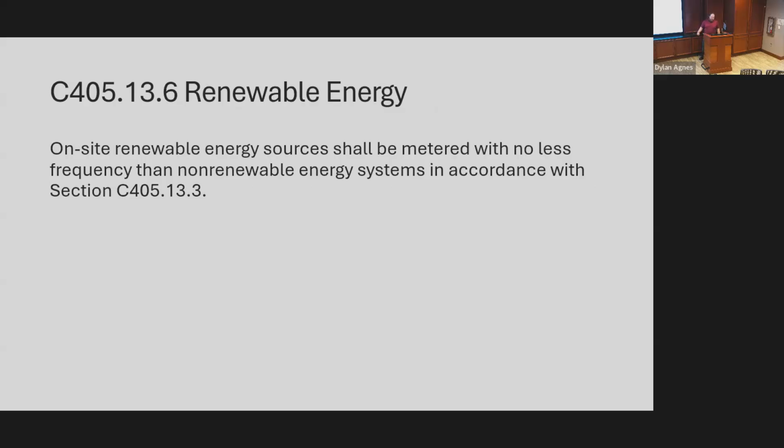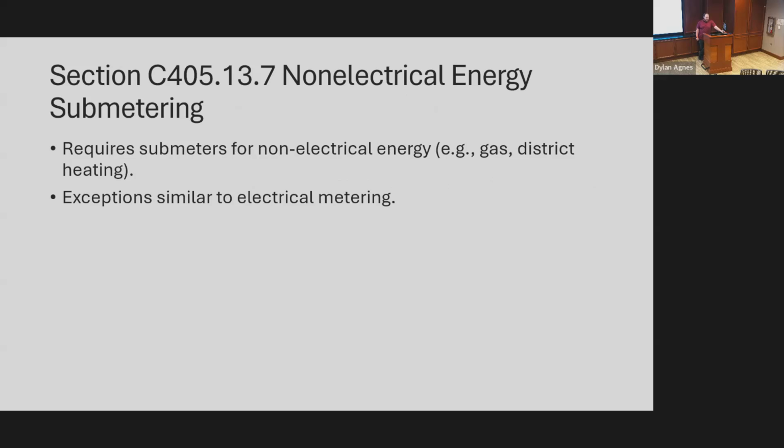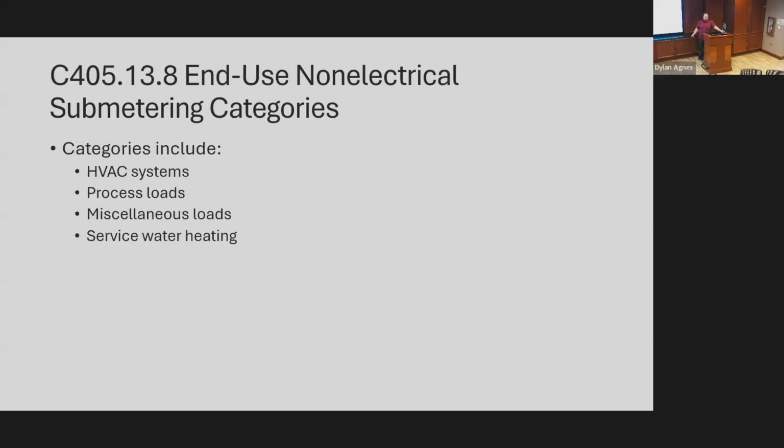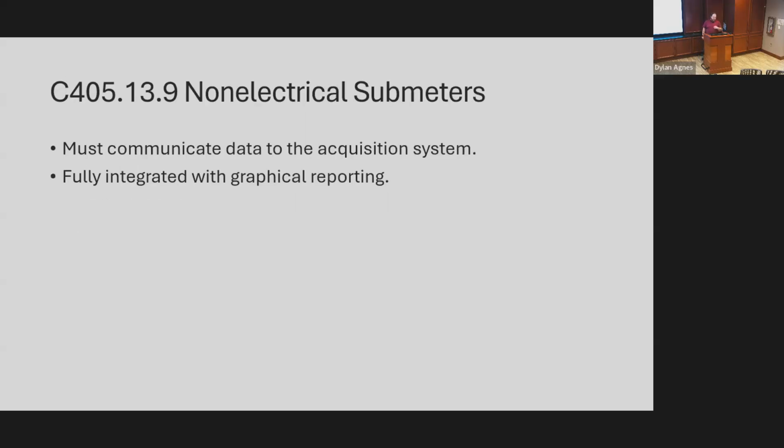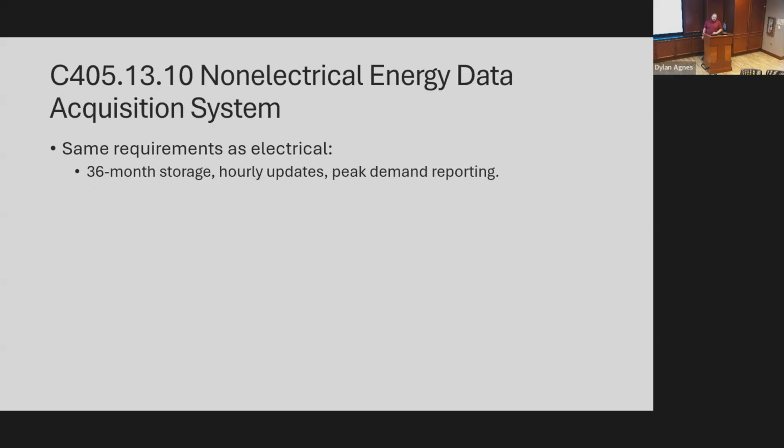Renewable energy: again, this is also not making it in there, but it is being considered for the code cycle, where they would like to start requiring you to do some type of renewable energy and monitoring of that. And then non-electrical submetering, so gas, district heating, etc. Exceptions are similar. It's basically similar to electrical metering, but for a different fuel source. Again, non-electrical submetering, graphic reporting, etc. Like I said, they really just stuck this in at the end, and it's like, it goes here now.